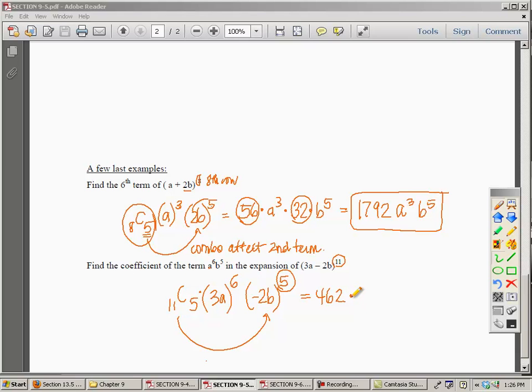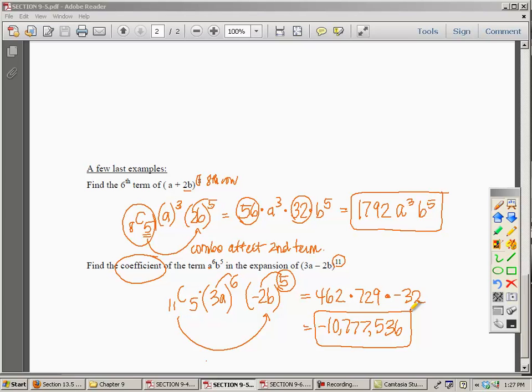Okay, now I'm going to take 3 to the 6th and get 729. Do I really care about the a and the b? No, because I only want the coefficient. So I'm going to scrap the a because they already told me a should go to the 6th. The next one, I'm going to take negative 2 to the 5th power, which is negative 32. So I'm going to multiply 462 times 729 times negative 32. And the coefficient I get is negative 10,777,536. And again, I don't care about the a and the b because they're already telling me what a and b looks like. Because I want the coefficient, the only thing I care about then is the numbers.